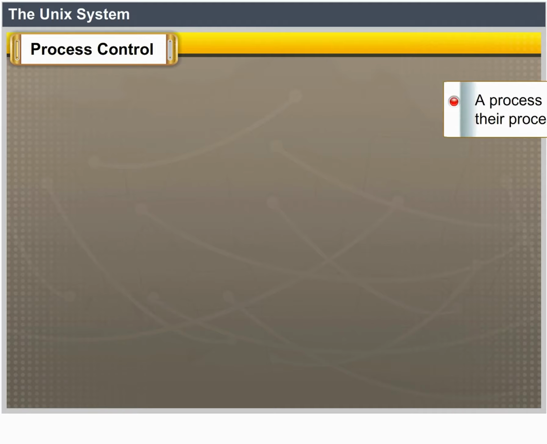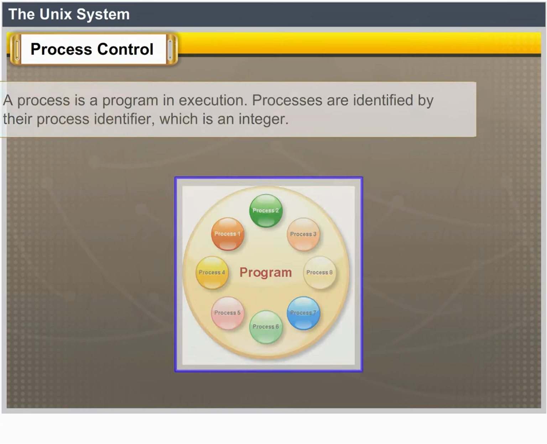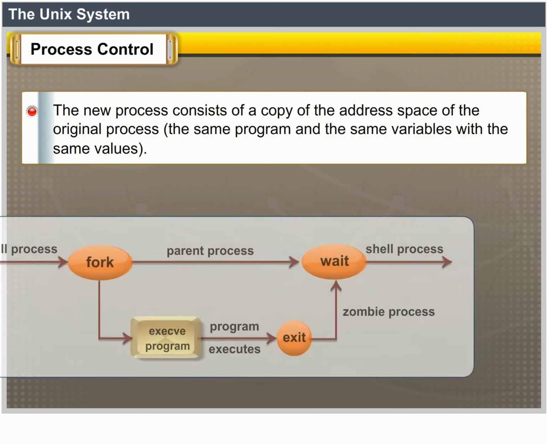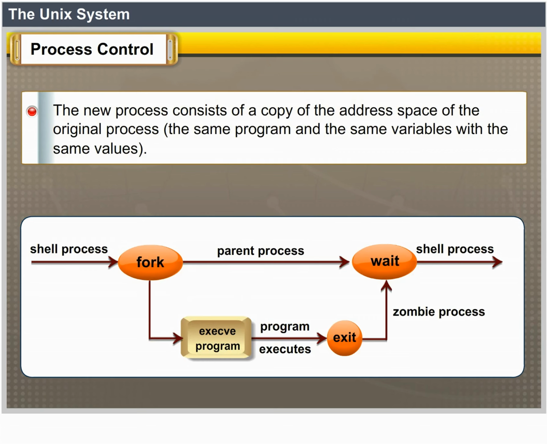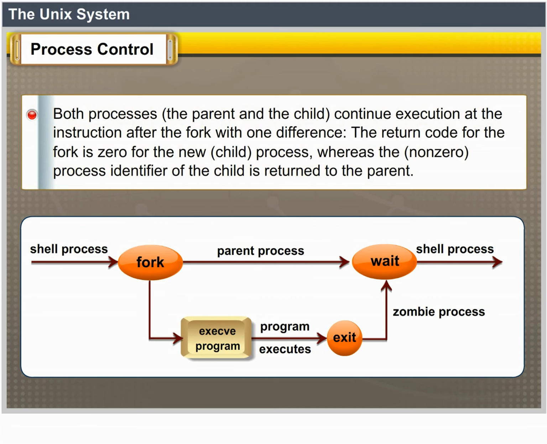Process control. A process is a program in execution. Processes are identified by their process identifier, which is an integer. A new process is created by the fork system call. The new process consists of a copy of the address space of the original process, the same program and the same variables with the same values. Both processes, the parent and the child, continue execution at the instruction after the fork with one difference. The return code for the fork is 0 for the new child process, whereas the non-zero process identifier is returned to the parent.